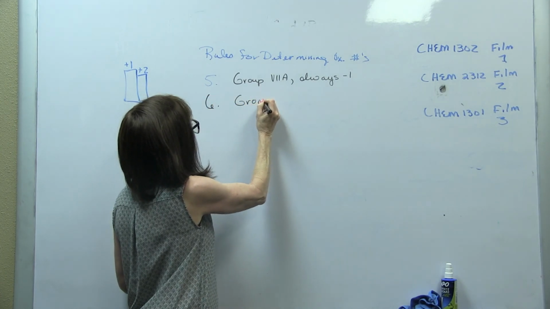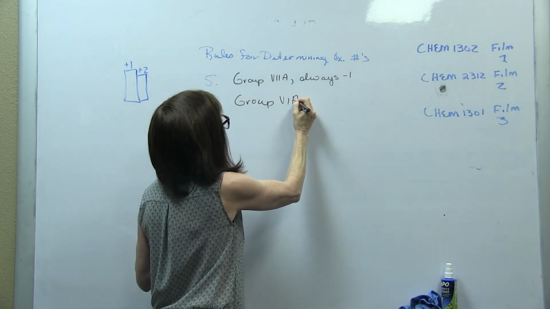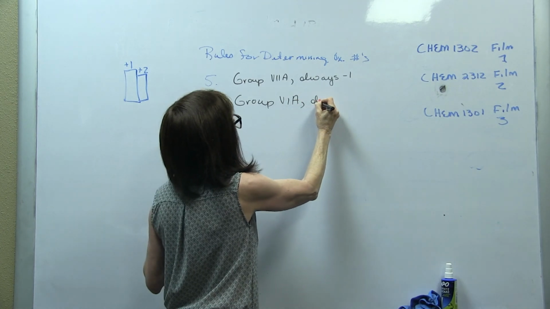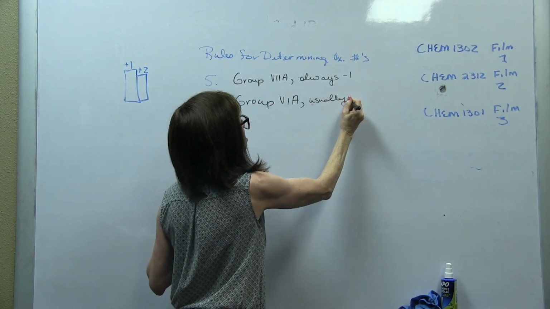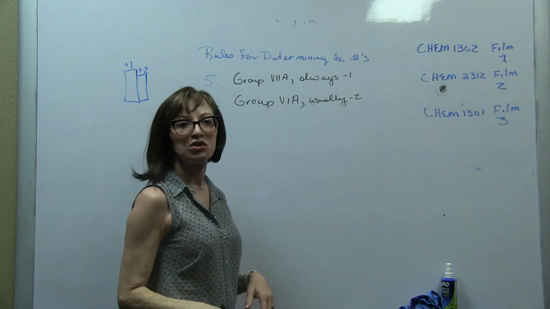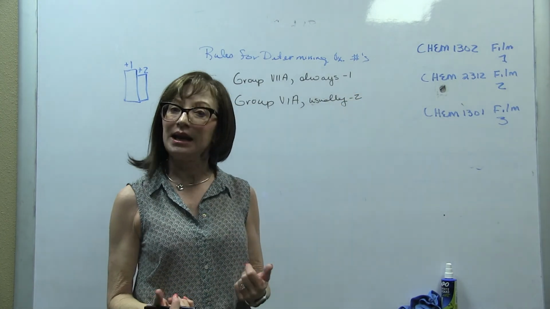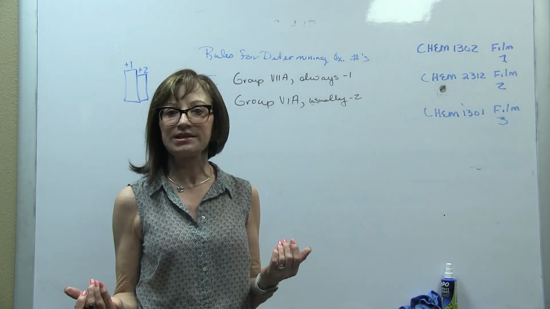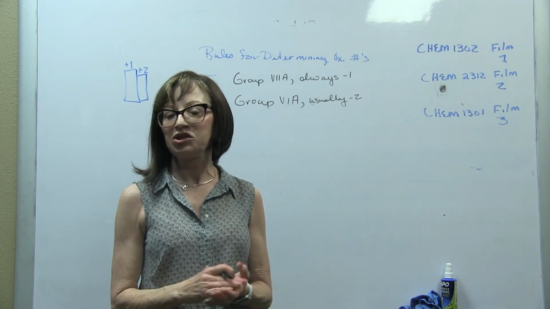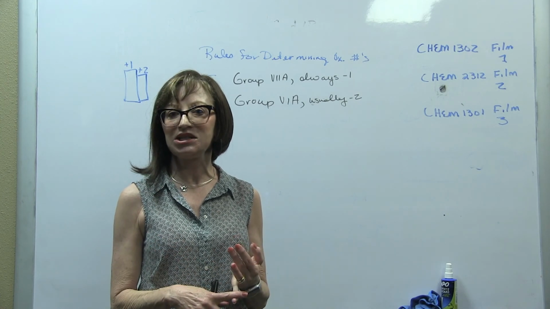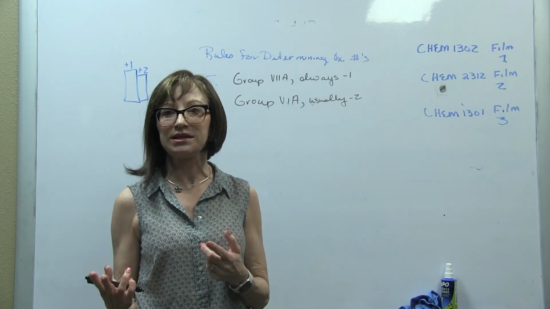Group 6A, these are the chalcogens. Usually, let's put usually -2. Again, these are ones you want to leave till last. And how do I leave that till last? Well, what you want to do is you want to remember that the sum of the oxidation states of a neutral element is always 0.